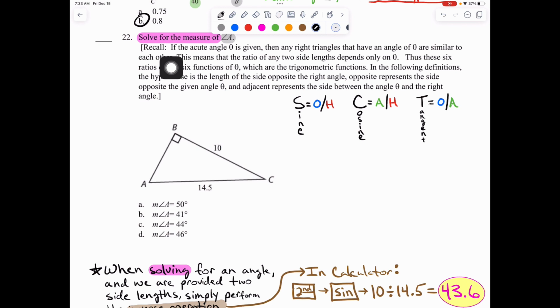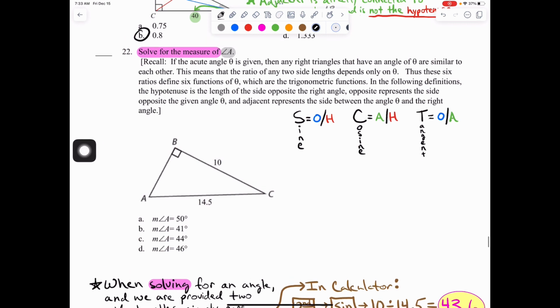For number 22, solve for the measurement of angle A. The first thing I like to do is identify. I always start with my 90 and go directly across. Let me grab my red pen. I'm going to put hypotenuse. Then, since we're solving for the measurement of angle A, I'm going to look for angle A and go directly opposite to find my opposite side. We could label side AB adjacent, but we're not solving for that side. We're solving for the angle measurement.